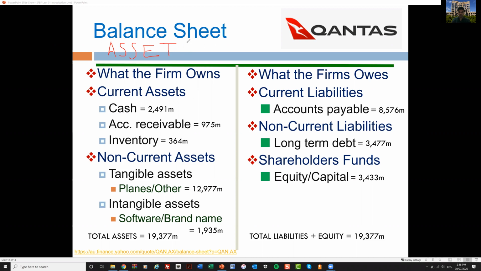Most of you will have seen this before. It's assets equals liabilities plus owner's equity.